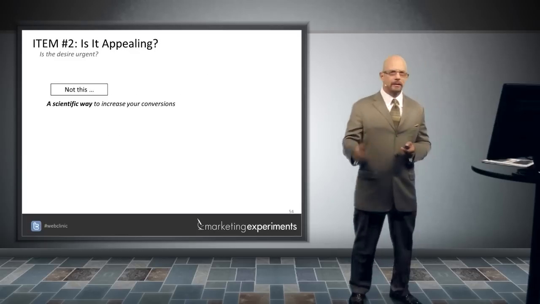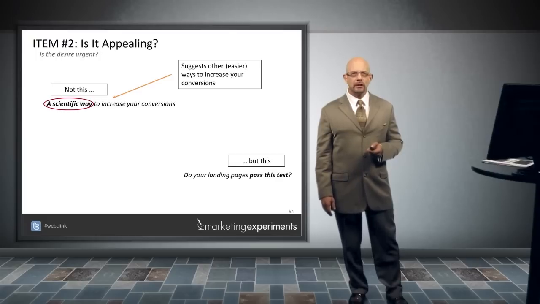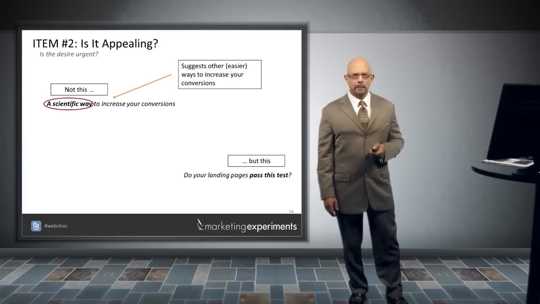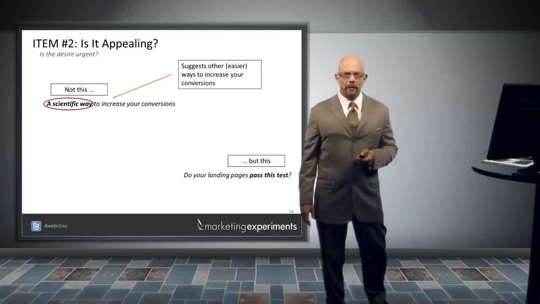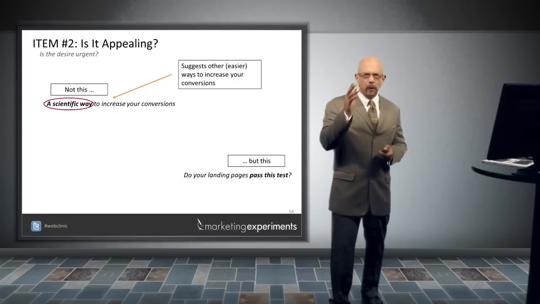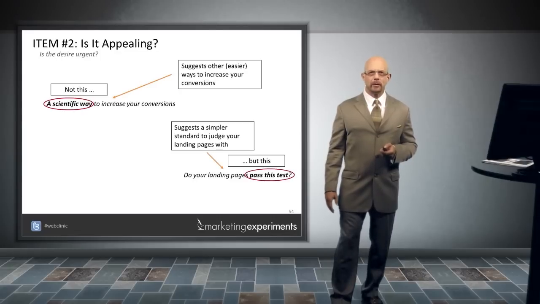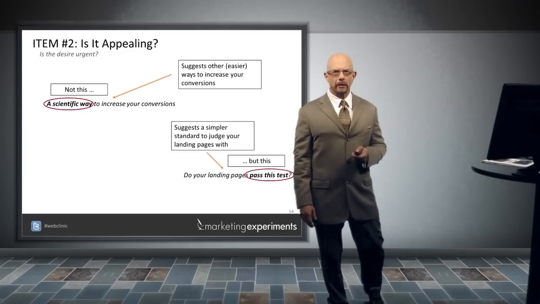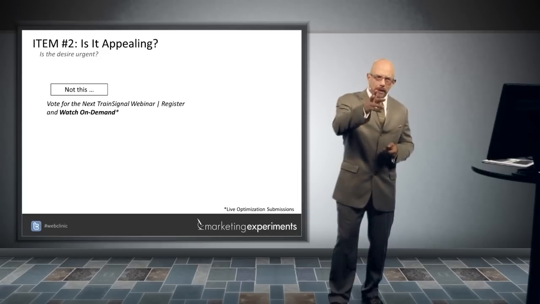That's a critical piece. And it's not this, a scientific way to increase your conversions, compared to, do your landing page pass this test? That was better, that one on the top, than others in the mix, but the one at the bottom was still better because it was closely connected to something critical and urgent, and it suggests a simpler standard to judge your landing page with. There's a 31% difference.